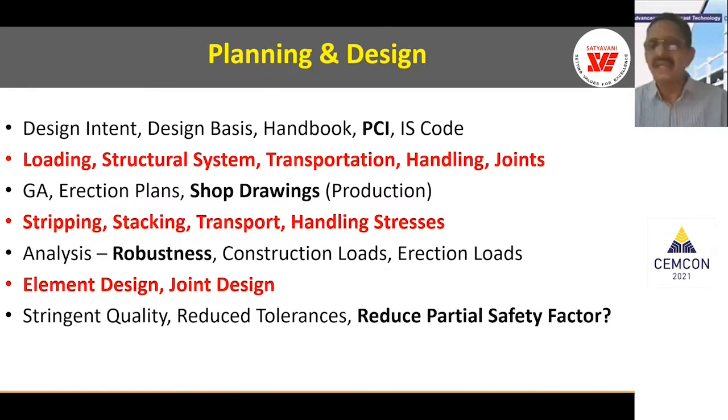Stripping, stacking, transport, and handling stresses are to be considered in the design of these elements, and these are all readily available in the PCI code. And in the analysis, the most important point that we have to keep in mind is robustness. We have to do the progressive collapse analysis of the structure, considering the critical elements to fail and still ensure the stability of the structure, because we had some bad incidents in precast earlier in India where they were constructed without considering this robustness. We must also check the joints for all the loading conditions like seismic and wind loads in the case of high-rise structures.